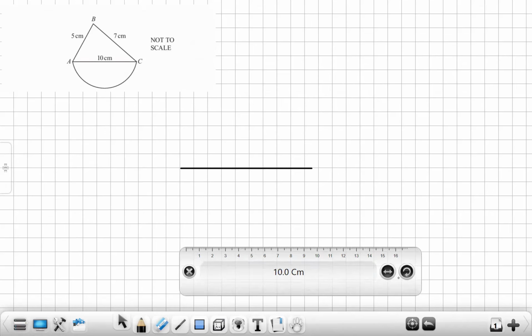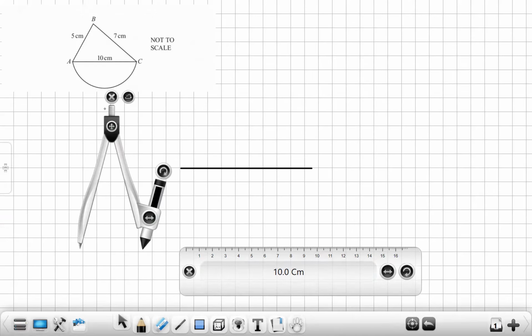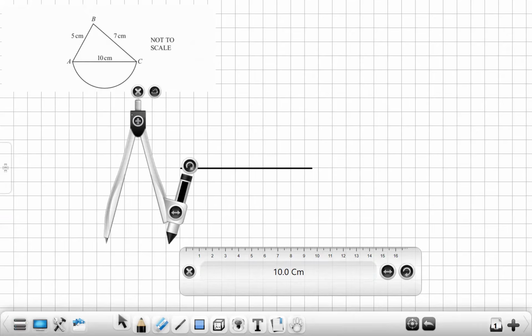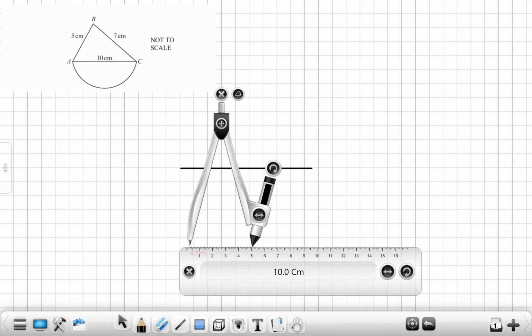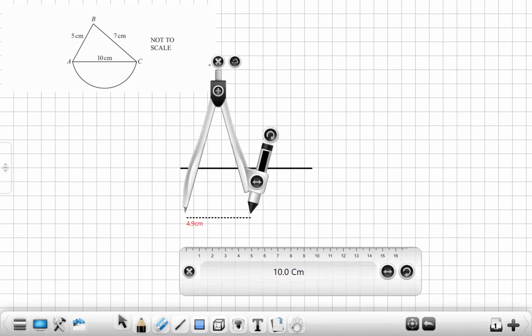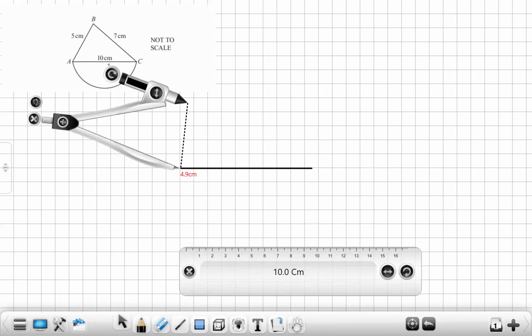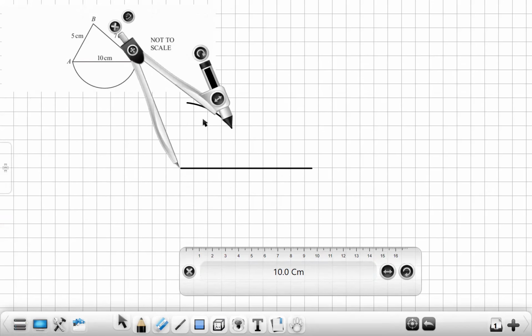And after that, I'm going to open my compasses. Here you go. For 5 centimeters, the left side is actually 5 centimeters. So I'm going to open the compasses 5 centimeters. Here you go. After that, I'm going to go, it's 4.9, which is accepted, it's fine. And I'm going to go and draw an arc over here.